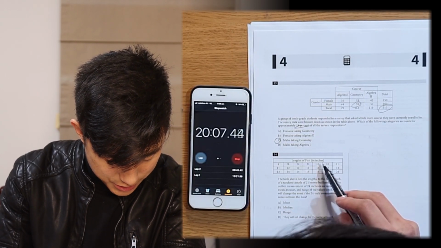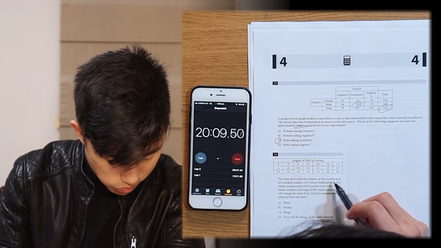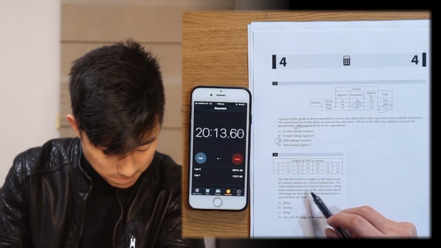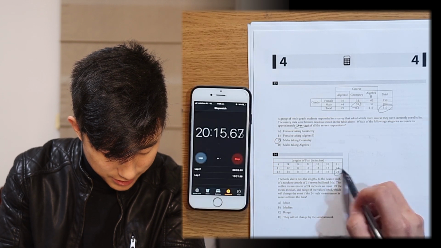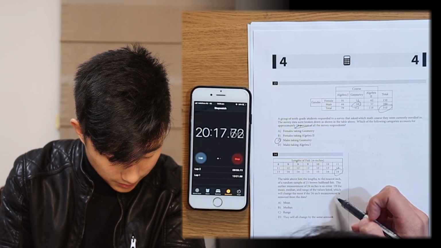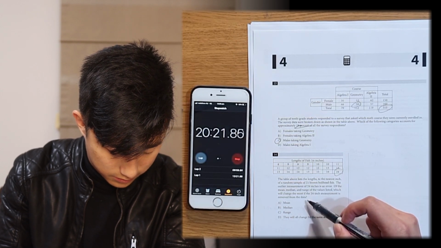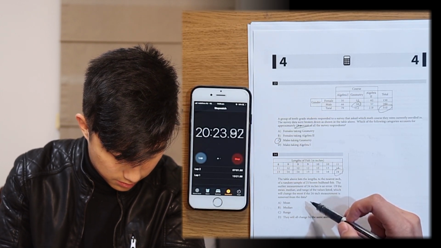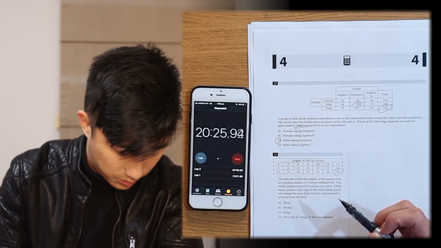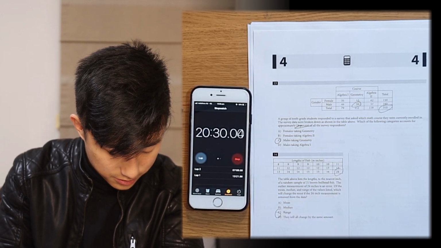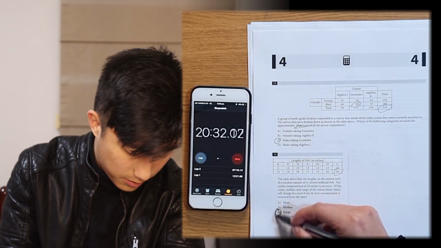So length of fish in inches, 21 fish. If an error is removed from the data. Oh, well, it's not going to change these too much, it'll just change the range, so C. Make that clear.